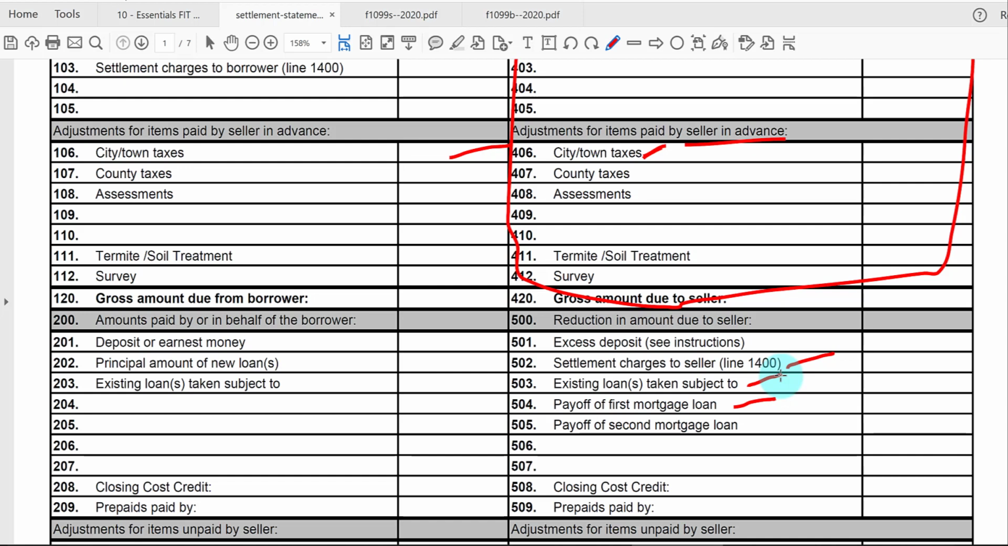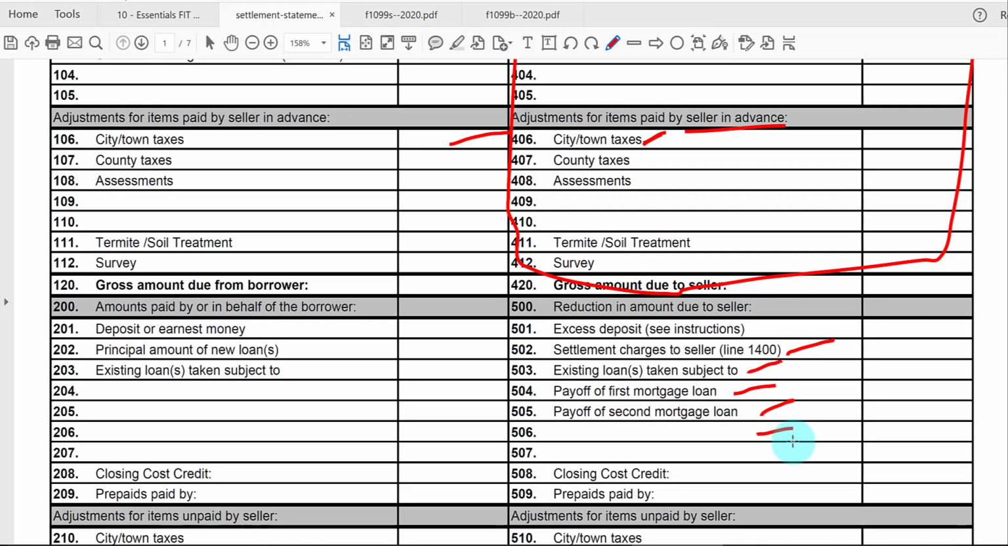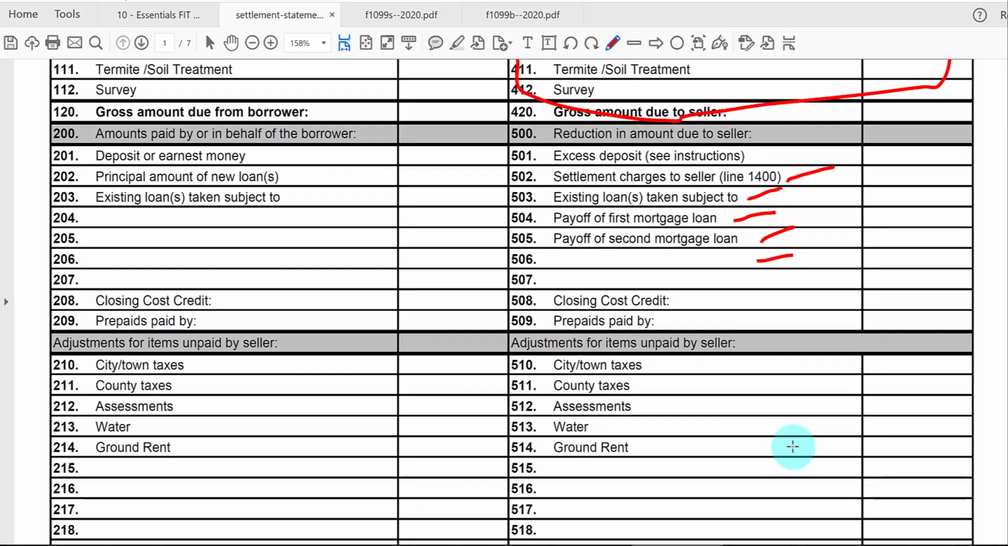Remember we had talked about a loan assumption by the buyer. And here's other loans being paid off. And then amounts that the buyer is going to pay later on for the benefit of our seller. So that has to be now charged to the seller.